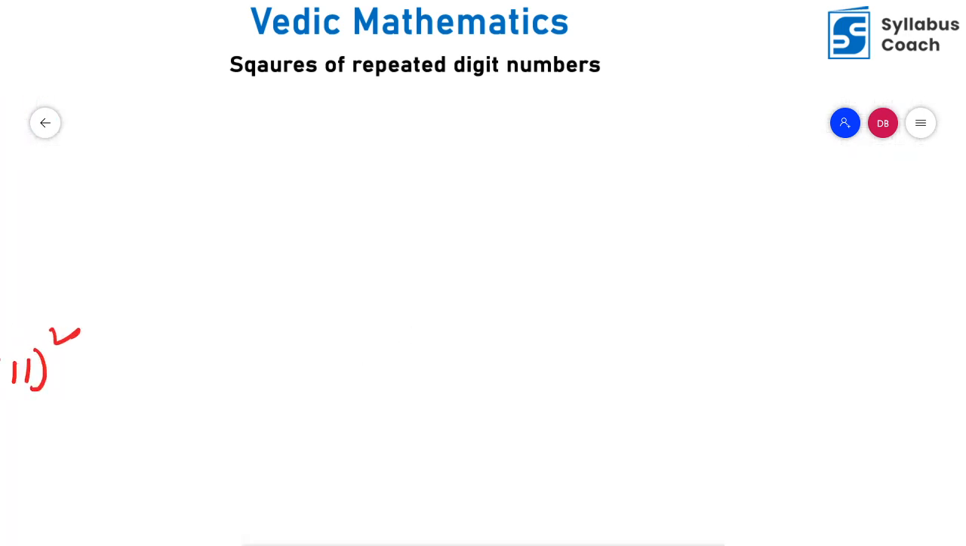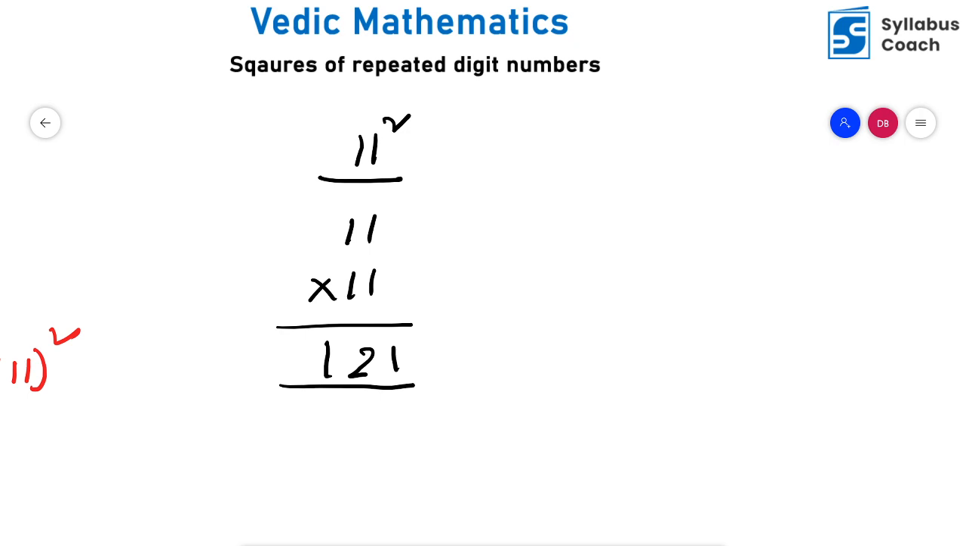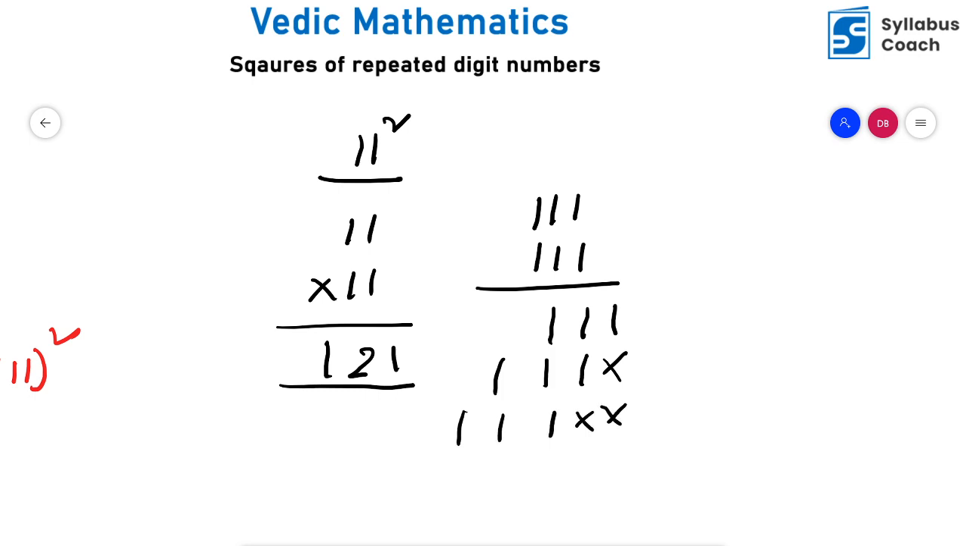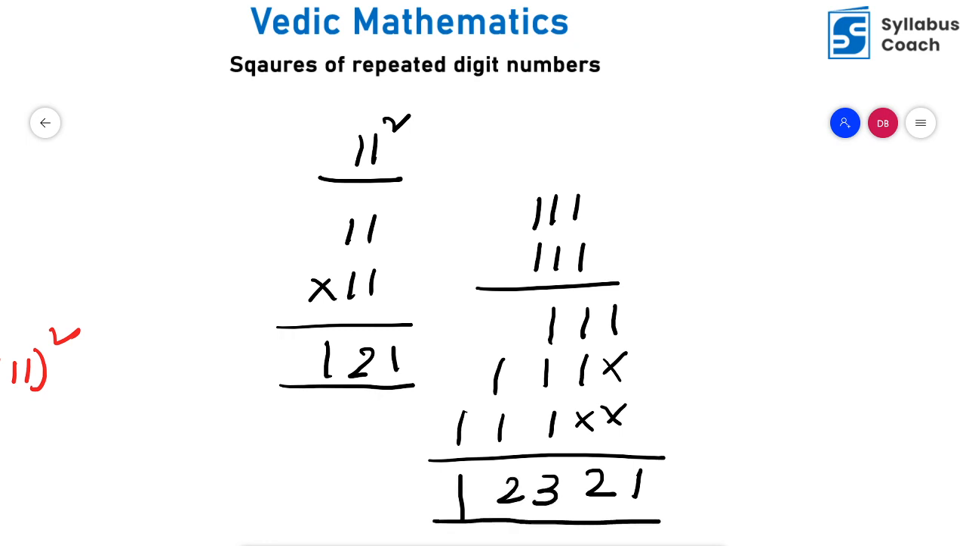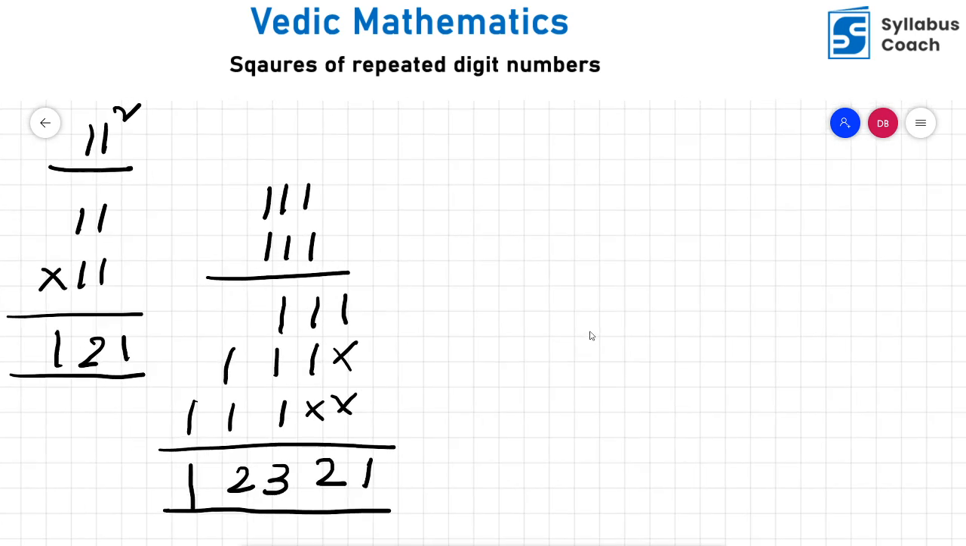So what is 11 square, students? 11 square is 121, right? So let's do it properly. So 11 into 11. So it's 1 1s are 1 and then 2. So total it's 121, right? What is triple 1 square, students? Triple 1 square is nothing but, let's do it. 1 1s are 1, 1, 1 and then we have 1, 1, 1 and then again 1, 1, 1. So we have 1, 2, 3, 2, 1. So the answer for triple 1 square is 12321, isn't it?